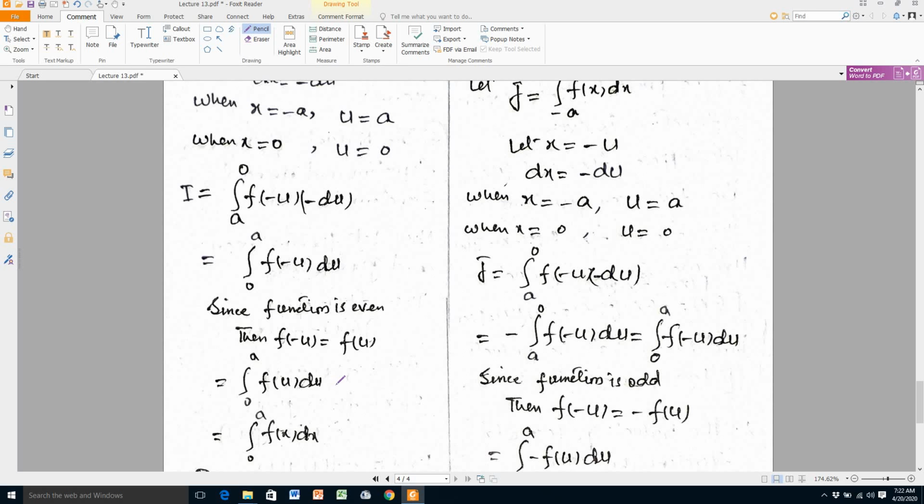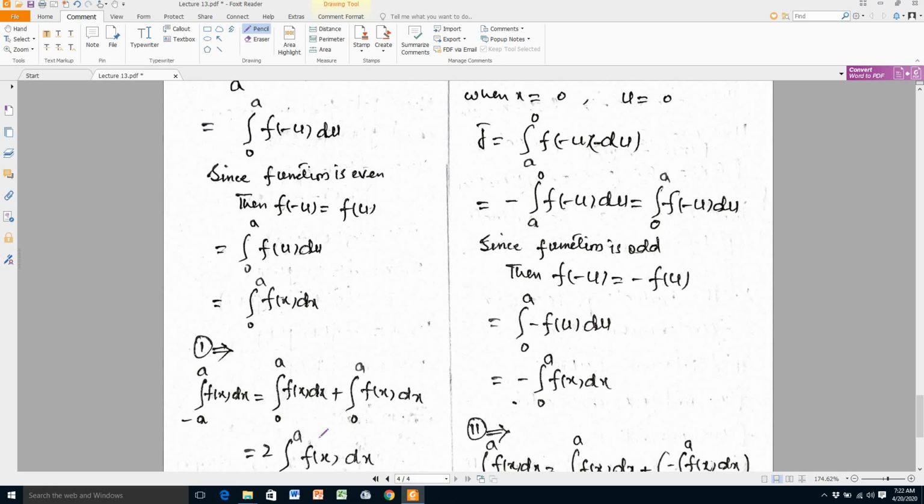And one thing you must keep in mind is that these are dummy variables, x, y, z, u, whatever the values are. So you can change this u with x. There is no difference here. So 0 to a, f of x dx. So in this way, I is equal to the integral from 0 to a, f of x dx.